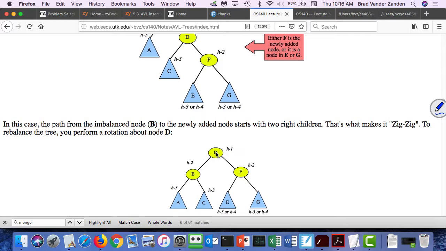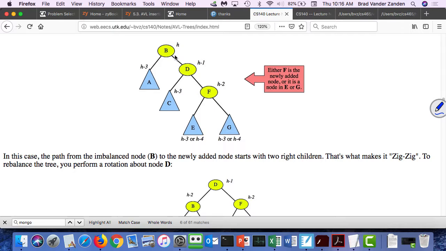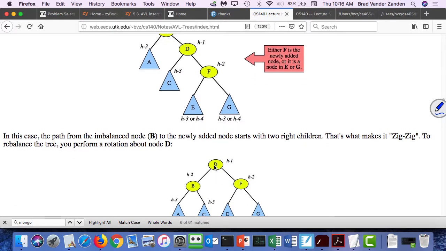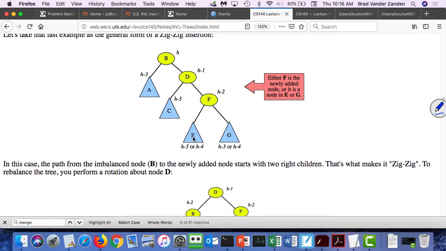But again, because we know that the difference originally between B and X, its sibling, was that its heights were less than or equal to 1, now that D has replaced B, but its height is the same, we again know that the heights must be less than or equal to 1 and everything above us is okay. So also with a zigzag situation, we only have to do that single rotate. Once we've finished doing that rotate, our AVL tree is rebalanced and we can immediately terminate our insert procedure.